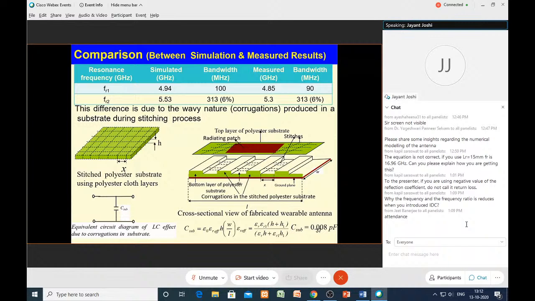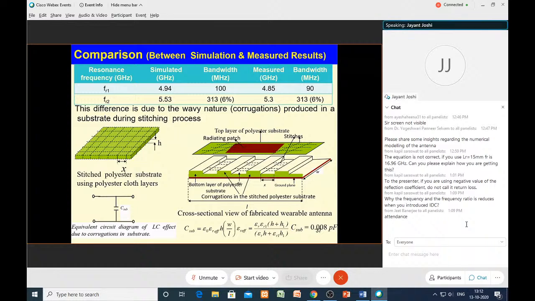So one fine morning, Patnaik sir told me, Joshi, just find out what is the effect of these corrugations. So I searched the IEEE papers. I got some references, and through which I discussed with sir that, sir, this may be the problem. So sir accepted, yes, this may be the reason.